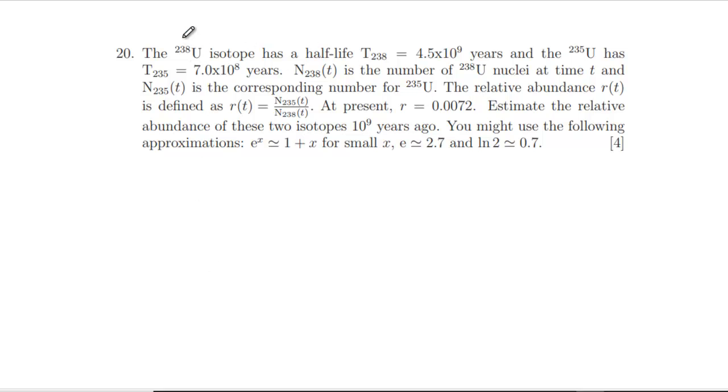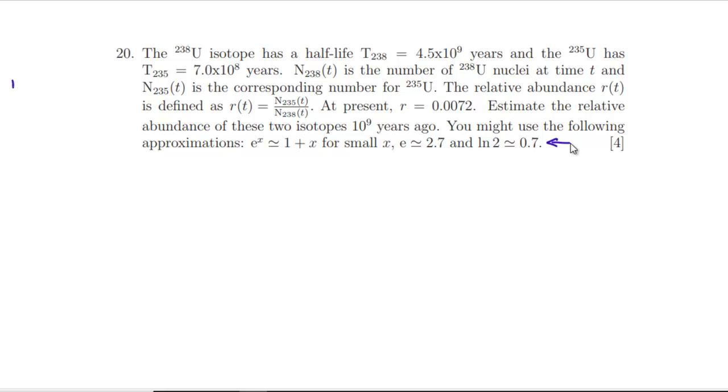All right, now we've got some radioactive decay. They've given us these two isotopes of uranium: 238 with this half-life and 235 with that half-life. They've got the number of each of the nuclei. Relative abundance is defined as the ratio of 235 to 238. At present that is 0.0072. So we need to get the relative abundance 10 to the 9 years ago, with lots of approximations that all make some interesting maths.